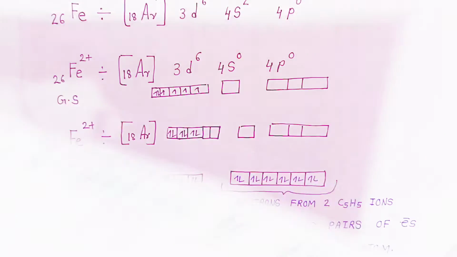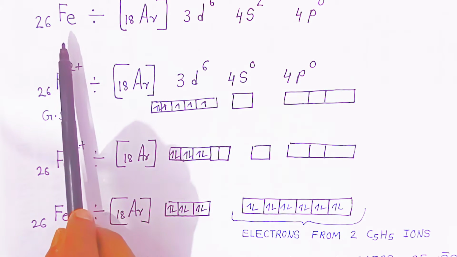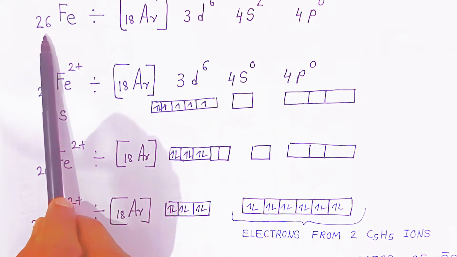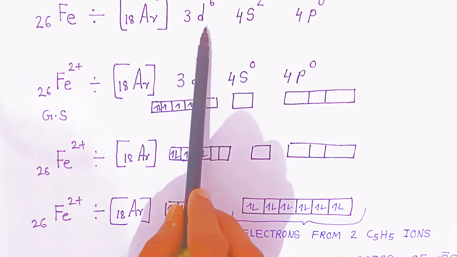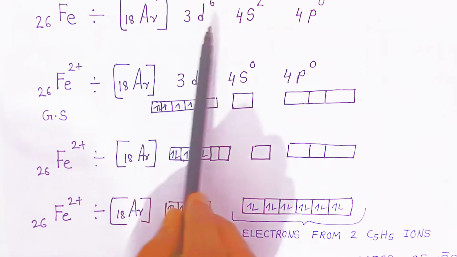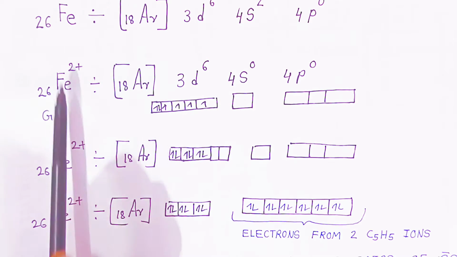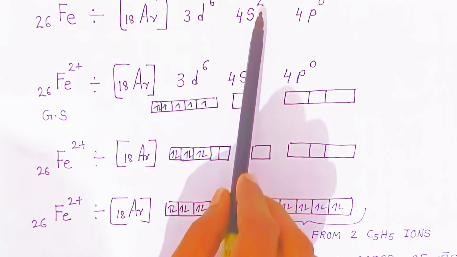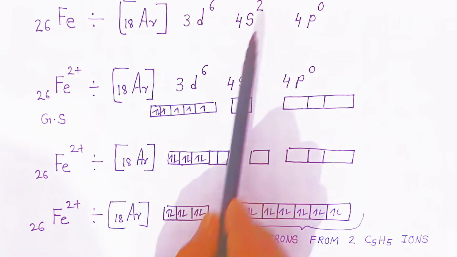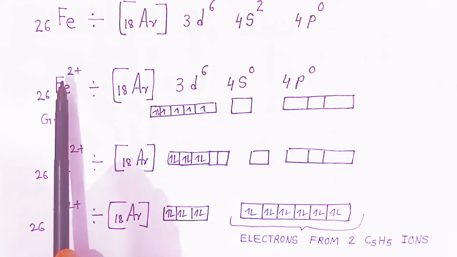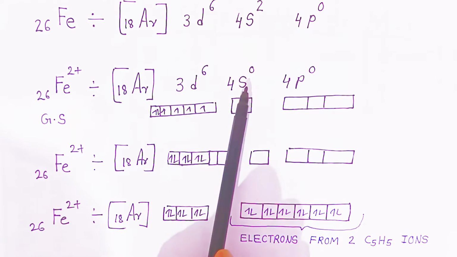Okay students, now if you want to explain the valence bond theory, you should know the electronic configuration of iron. This is the iron atom, atomic number is 26. This is the argon electronic configuration. If you want to write, argon 18, 3d6 4s2 4p0. This is the electronic configuration of the iron atom. Now when the iron goes to the plus 2 oxidation state, Fe2 plus, it will lose 2 electrons. Because it is losing 2 electrons, it will carry 2 plus charge. So the electronic configuration of iron 2 plus will be argon 18, 3d6 4s0 4p0.